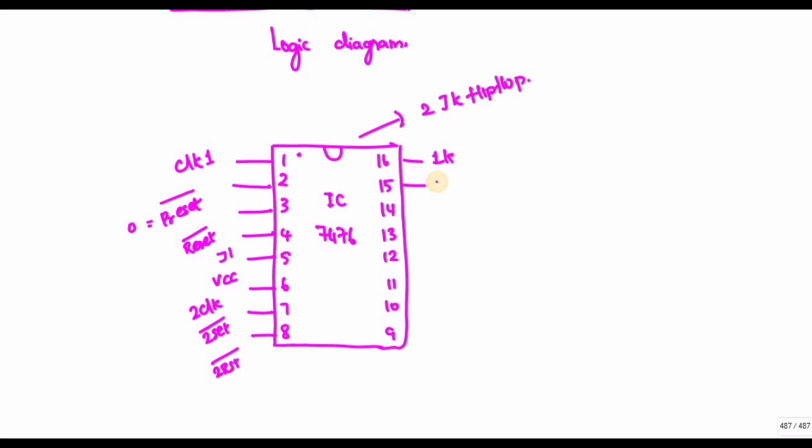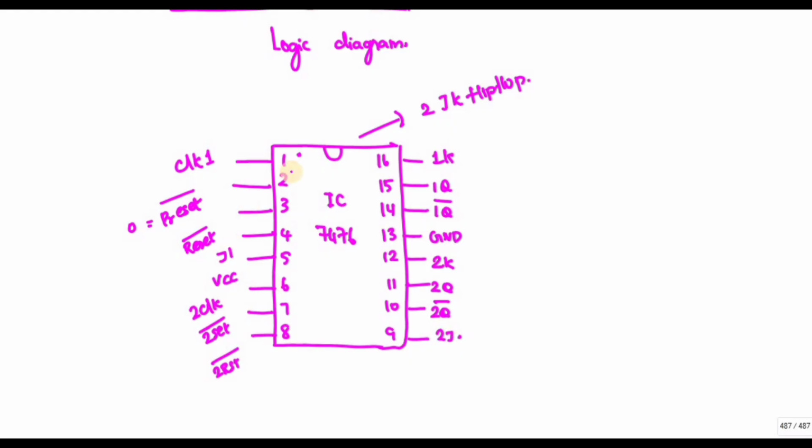So first clock of J. This is output 1 Q bar. Q1 and Q bar are outputs, right? The 13th pin is ground. The 12th pin is 2K. The 11th pin is 2Q. The 10th pin is 2Q bar. The 9th pin is 2J.